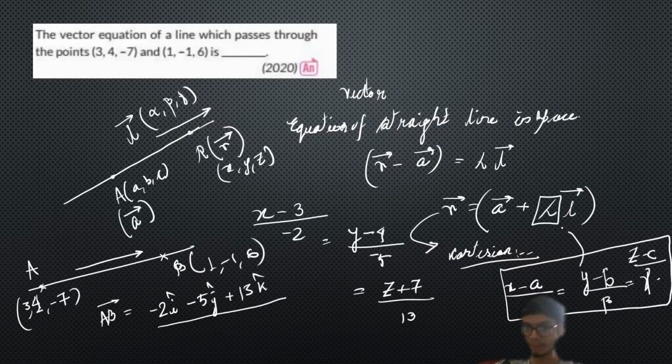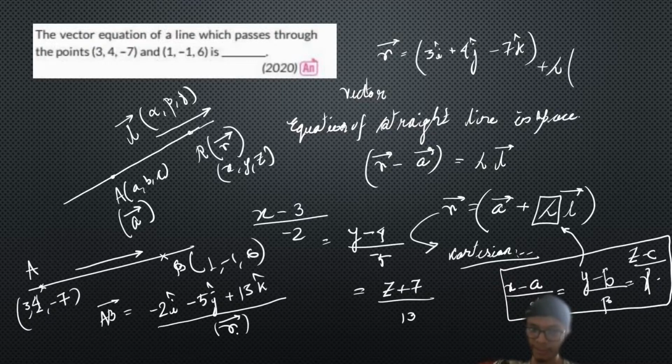So how will we do that? We simply use this particular notation. Our vector equation of the line is going to be equal to a given point on the line in terms of the position vector, that is 3i cap plus 4j cap minus 7k cap, plus some lambda times the r vector, and the r vector is going to be simply this part: minus 2i cap minus 5j cap plus 13k cap. So that is going to be the vector equation of this line.